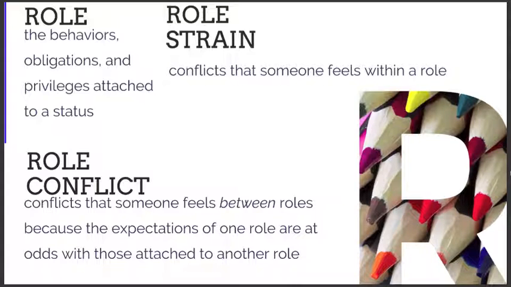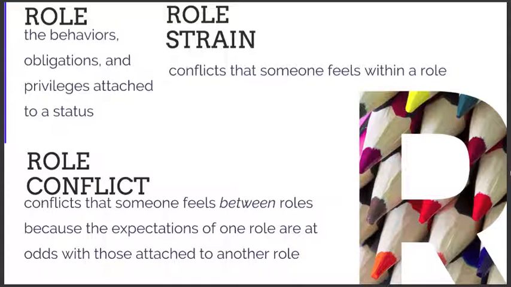Occasionally, we occupy multiple roles at different times. So a person can be occupying the role of mother, but also occupying the role of student. And sometimes those roles don't really mingle very well. So role conflict is the conflict that a person feels between two or more roles because the expectations of one role are at odds with the expectations of another.